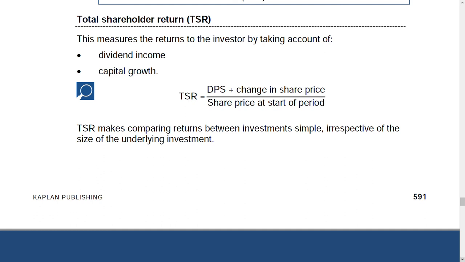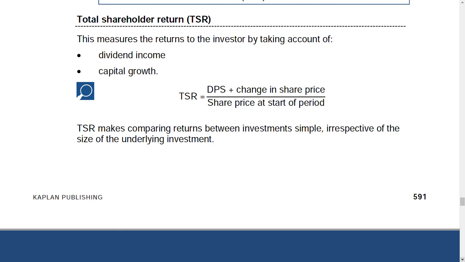So the formula is DPS, that means dividend per share, plus change in share price, divided by share price at the start of the period. Why DPS, dividend per share? Because it is the dividend income, and capital growth comes from change in share price. That's why you add both. Then you divide by the share price at the start of the period.